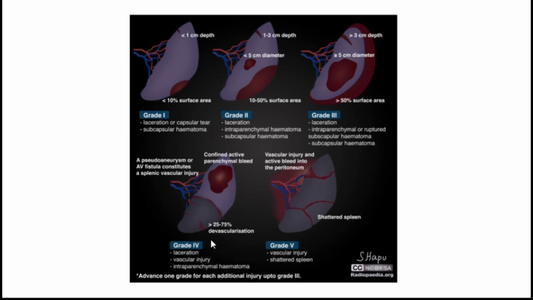Here in grade 4, we have vascular injury, whether in the form of pseudoaneurysm or AV fistula, or an area of devascularization that's up to 75%. It's grade 4. But more than that, or shattered spleen or hemoperitoneum, is regarded as grade 5.